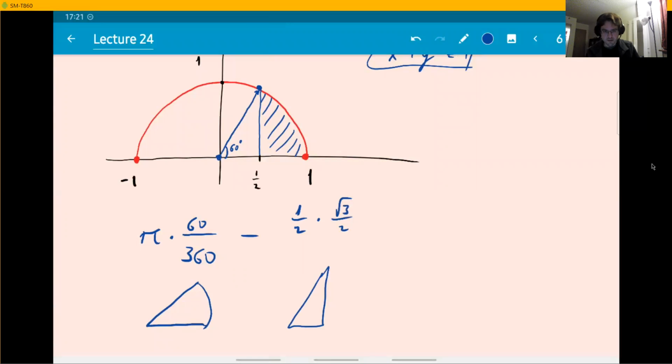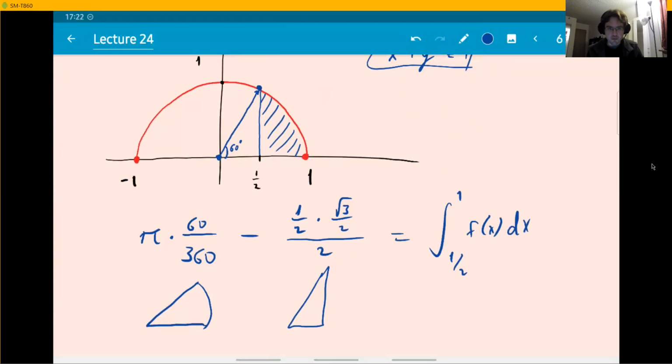It's the sine of 60, which is √3/2. Base times height divided by 2, that's the area of the triangle. When you do the subtraction, you're left with the area they actually want. So I'm not going to simplify this number, but this number represents this integral.